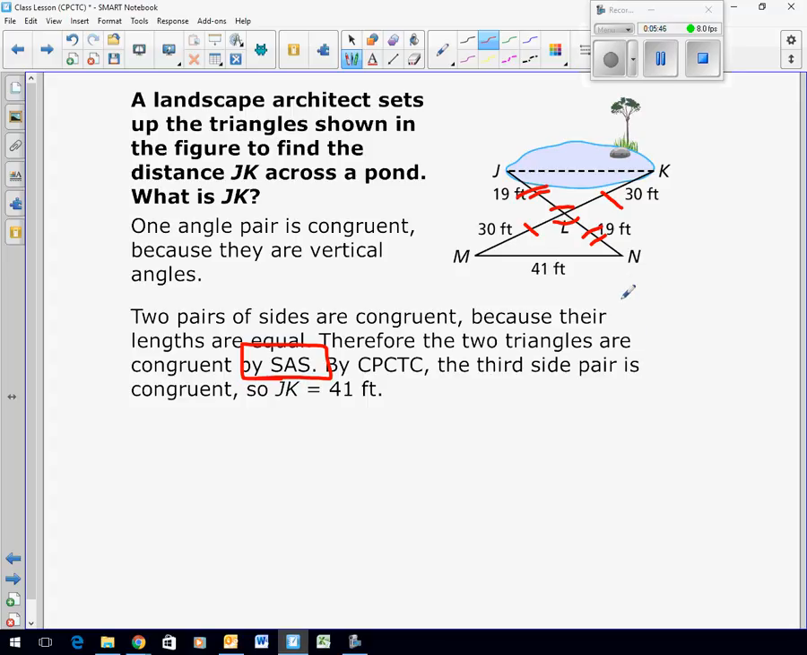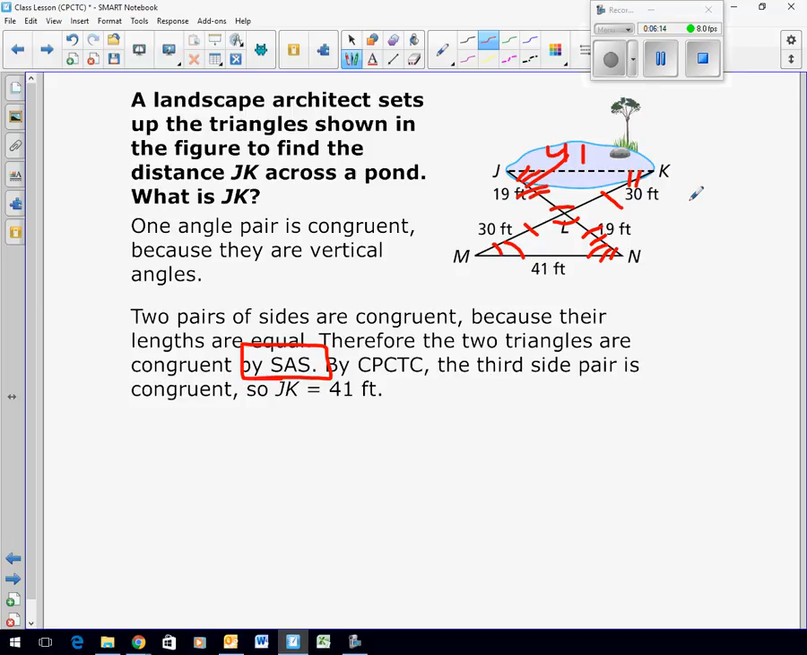Using congruent triangles is how I can conclude that all the remaining corresponding sides and angles are congruent to each other. Now I'm just marking up stuff. So CPCTC, think about this. Guys, we started this at the beginning of the year, several weeks ago now.